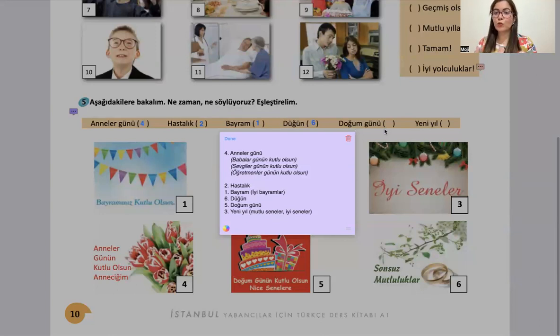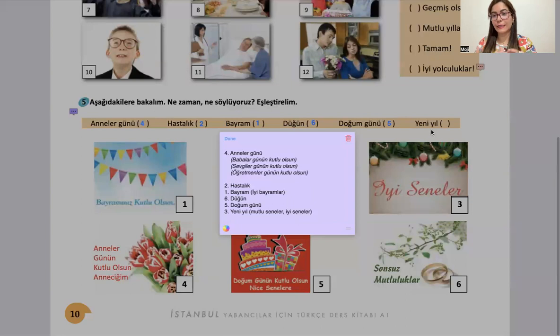Next one. Doğum günü. Be careful. Düğün. Doğum. Doğum günü. Birthday. What do we say? You know it. Well, number five. Doğum günün kutlu olsun. İyi ki doğdun. Number five.